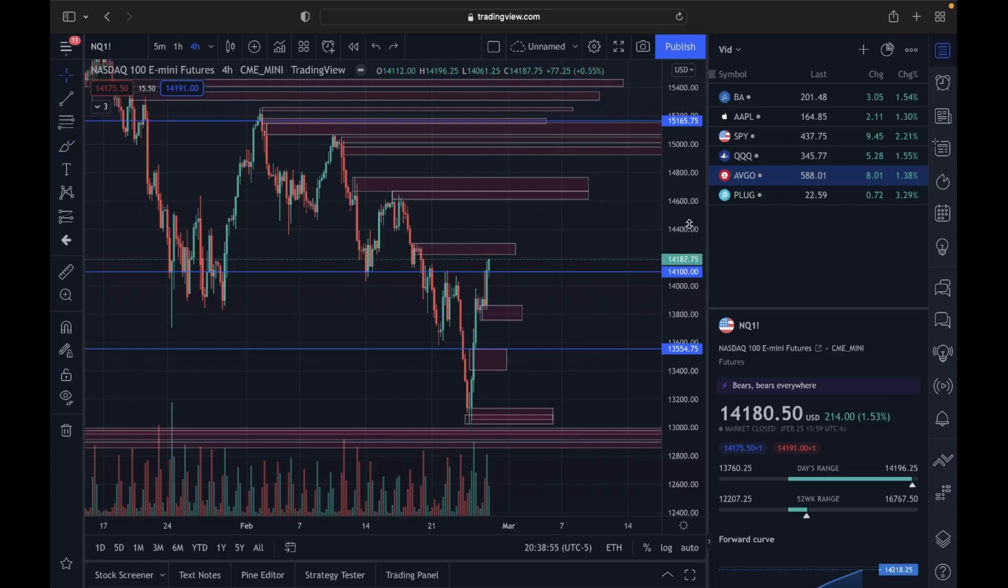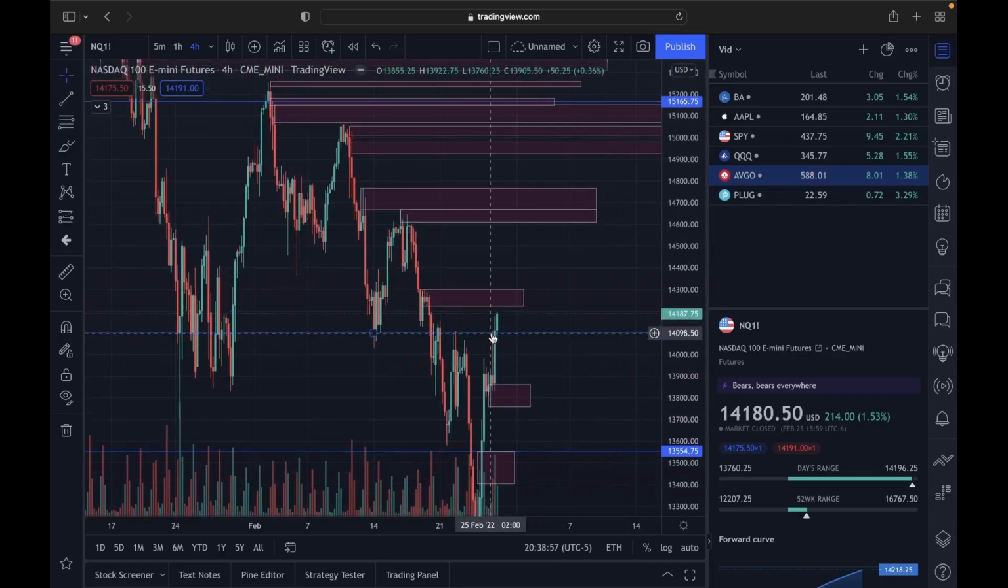So what we're looking for here is this continuation to the upside, followed by a higher low around 14,100. So we want to see this push up, come down, bounce somewhere around this level, then continue to move to the upside. We want to see that higher low being put in, and that will confirm the market reversal.